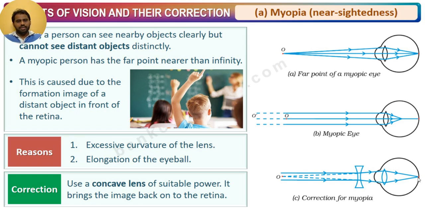I hope the concept is understood by students. What is important to understand is: define myopia, give the reasons for myopia, give the correction, and draw the ray diagrams for the far point of myopia, what a myopic eye has and what the issue is, and also give the correction and the ray diagram of myopia. It is simple. So we can expect this question in the exam.